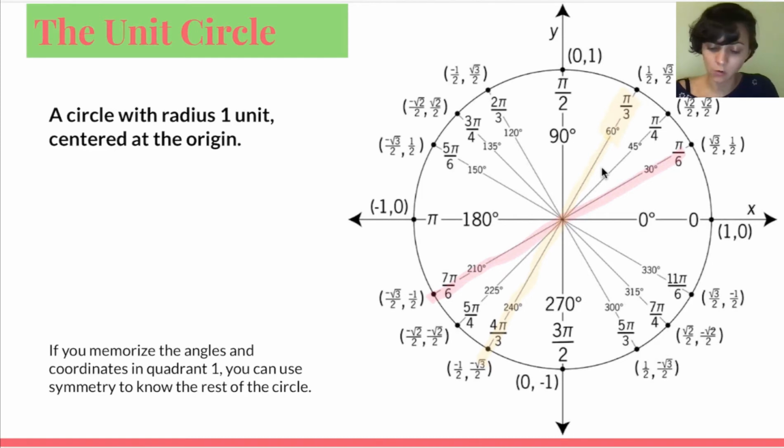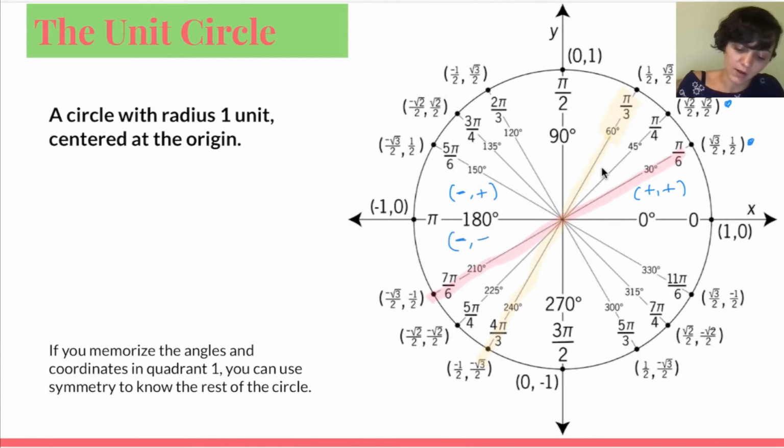And then of course the coordinates. Once you memorize these 3 coordinates right here, they are the same all the way around. You just have to change the negative signs. So obviously in quadrant 1, the x and y coordinates are both positive. In quadrant 2, x is negative, y is positive. In quadrant 3, both x and y are negative. And in quadrant 4, x is positive, y is negative.